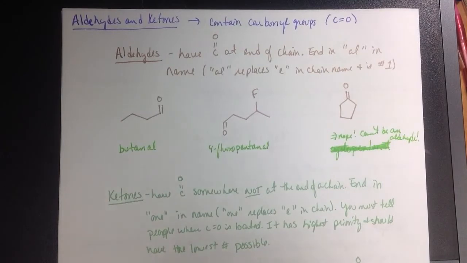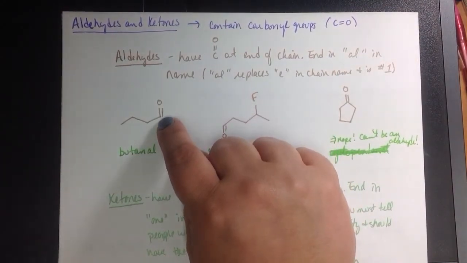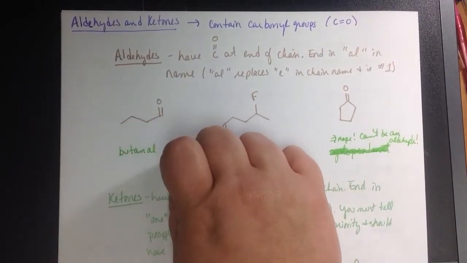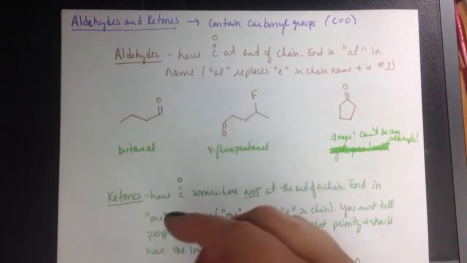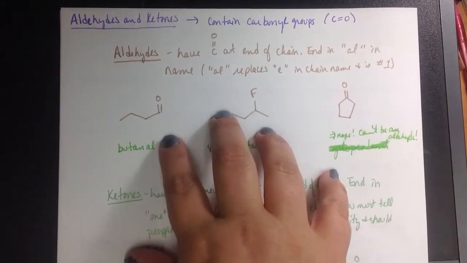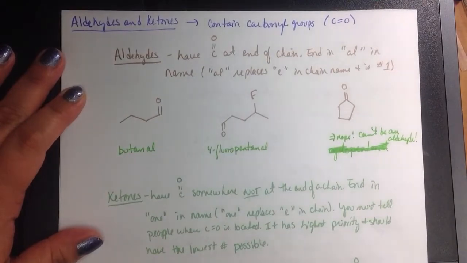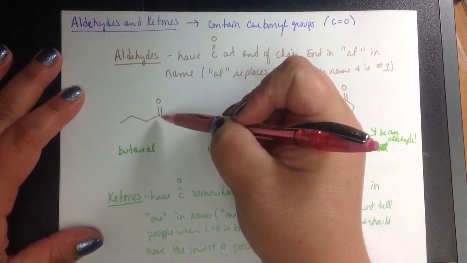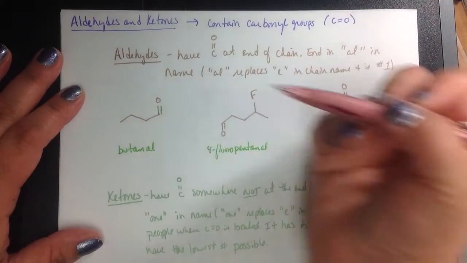That C that's involved in the C double O bond is going to be number 1. So I would start my numbering here. That's understood. You don't even need to write that in, but if you want to, that's perfectly fine too. So this is simply butanal. Now keep in mind that the carbon that is attached to that oxygen also counts in this chain. So that's 1, 2, 3, 4 carbons, okay?